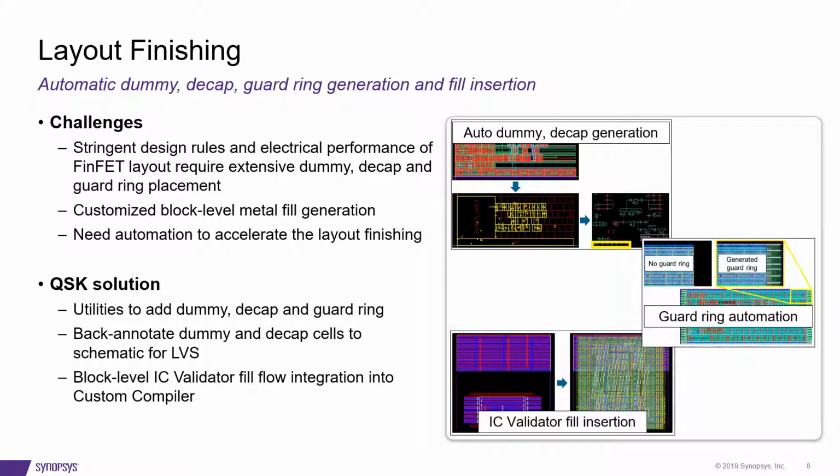After placement and routing of FinFET arrays, I need to create decap, dummy cells, and guard rings, as well as fill shapes for running DRC and LVS. This process is often time consuming and has to be repeated over and over for every design iteration. Hence, there is a need to automate this process. QSK provides utilities that automate dummy, decap, guard ring creation as well as fill shape generation. For running LVS, we automatically back annotate devices onto a schematic.